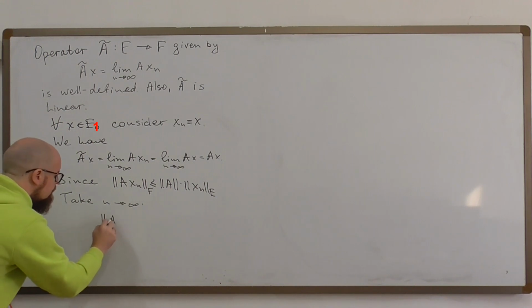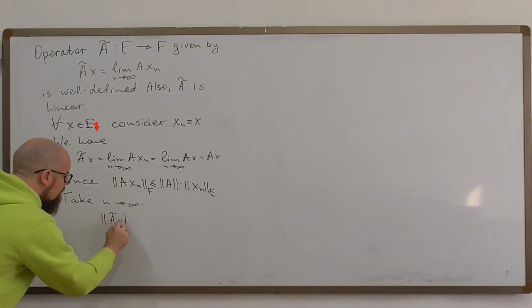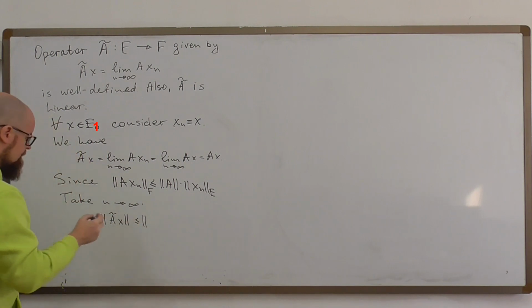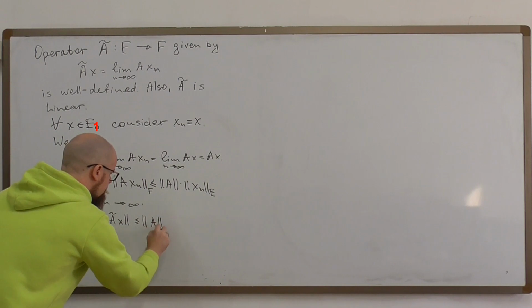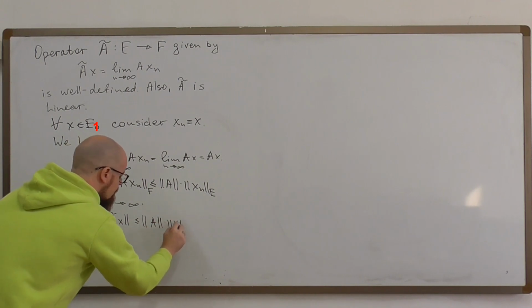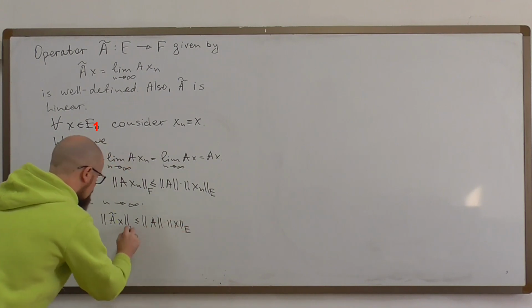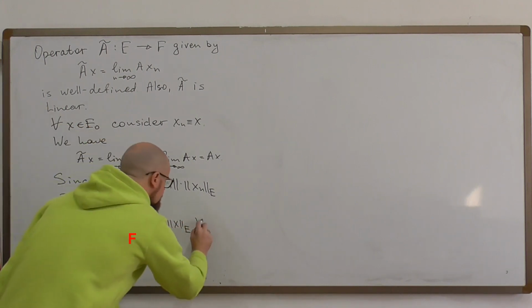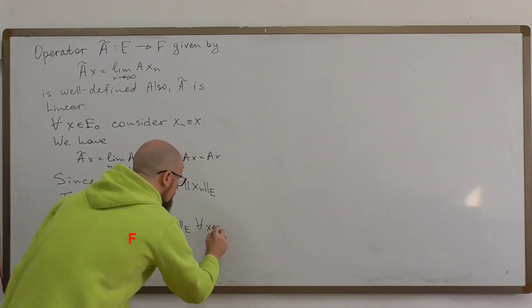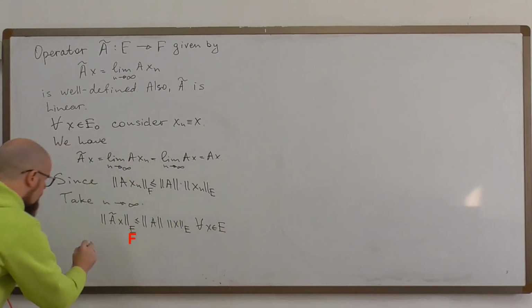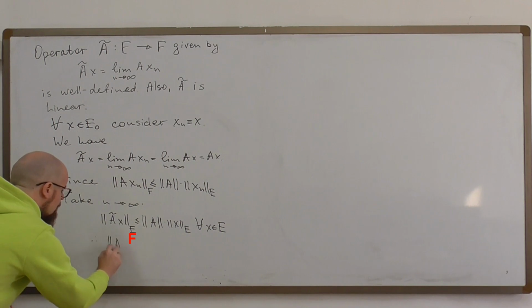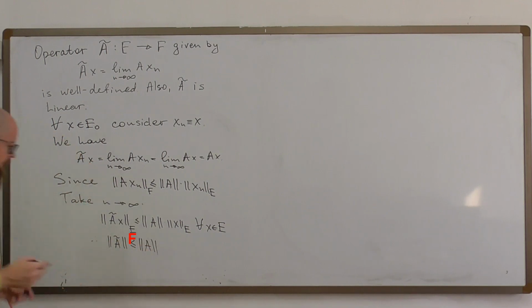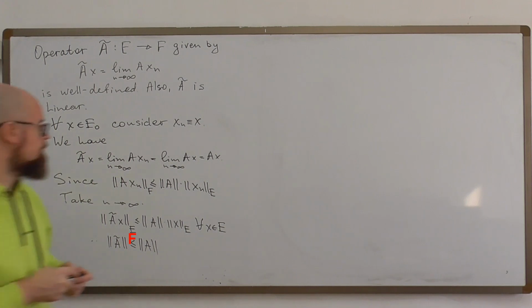Having this estimate, we can take a limit as n tends to infinity, and we will get this, which holds for any x from E. And so the norm of A tilde is less than or equal to the norm of A. Let us prove the converse inequality.